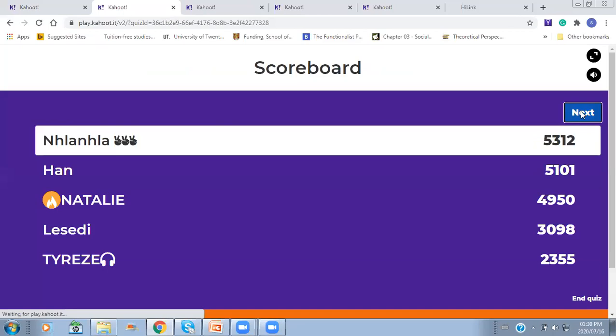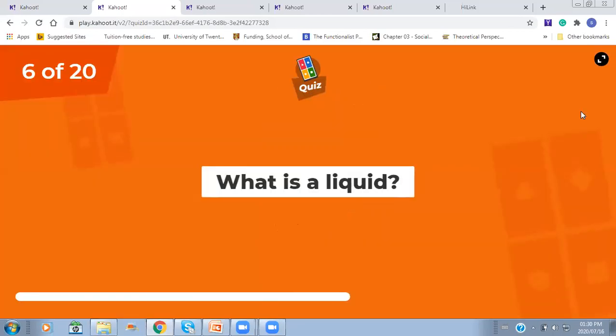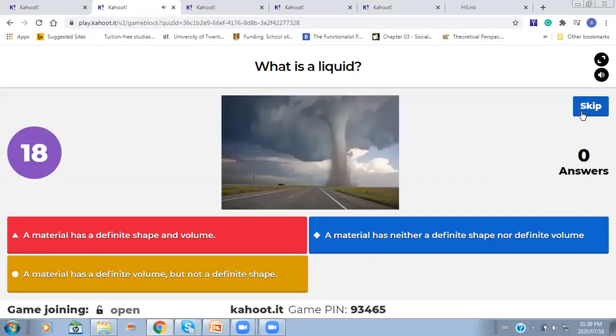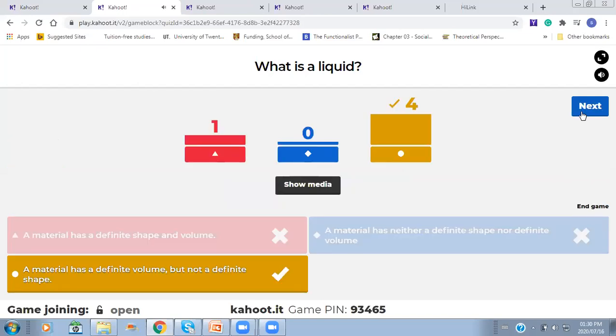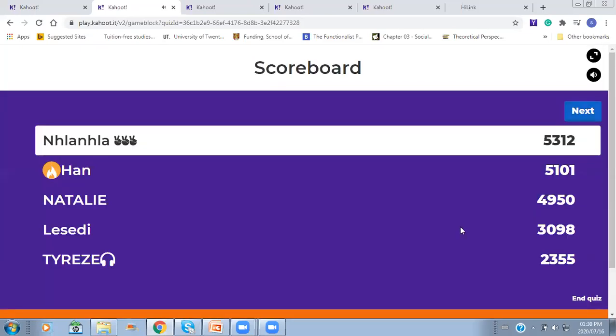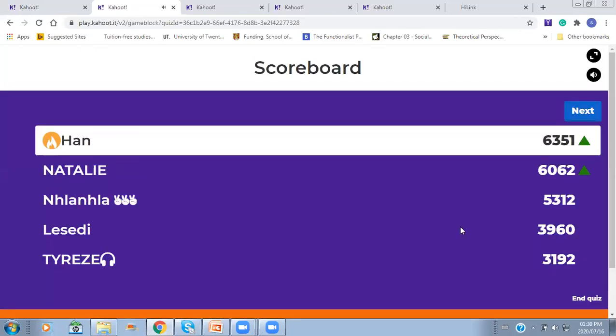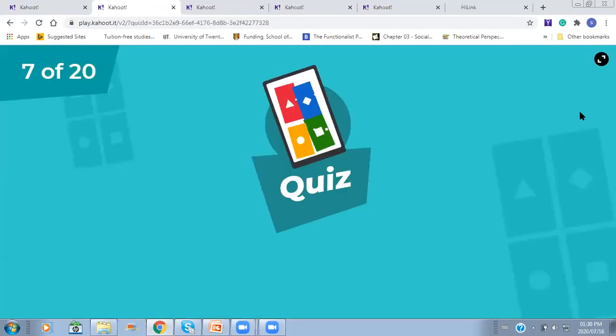Let's get it going. What is a liquid? Is it a material having a definite shape and volume? A material that has neither a definite shape nor volume, or a material that has a definite volume but not a definite shape? Which one is it? Okay, we got it right, but let's see who got it first. Han was the first to answer, followed by Natalie and Plantla. Let's go to the next.